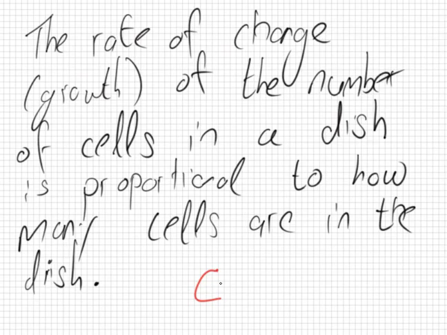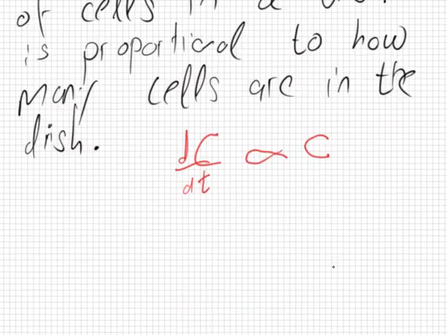So let's read the question again. The rate of change. So what's the rate of change? That's the derivative. Is proportional to how many cells are in the dish. Which is what letter? C. Yeah, does that make sense if you read it? Now, how do you drop a proportional symbol? You drop it by adding in a constant. So now this is the equation which you need to solve.